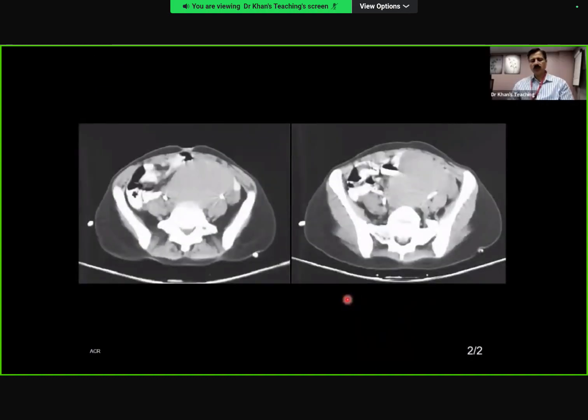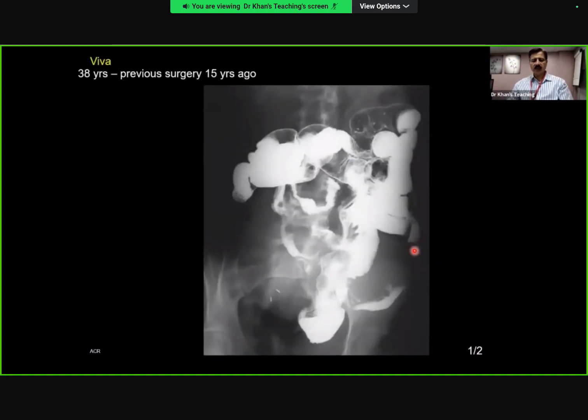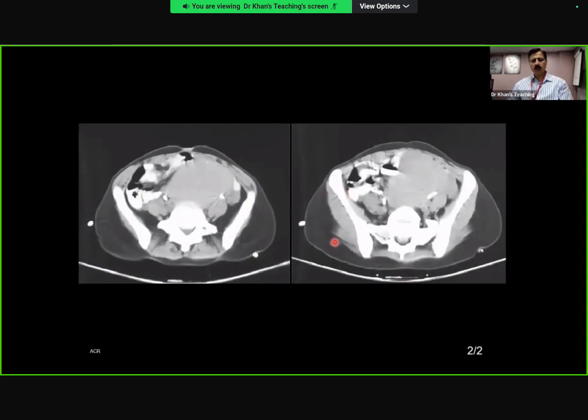Okay, I'll show you the CT of the same patient. So actually, if you see, something is sitting here in the mesentery, and the small bowel loops are wrapped around it. So there is some soft tissue. So it becomes a story type of case. So what do you think is the story then?